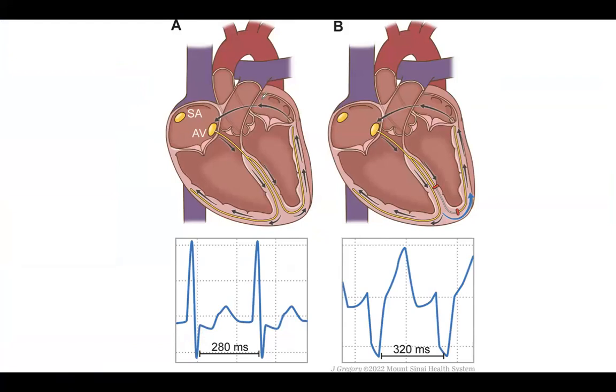So this is just an example of an SVT that is going down both right and left bundle with a resultant narrow complex tachycardia. And when the SVT is going down one bundle and the other bundle blocks, you will have widening of your QRS, or you will have SVT with aberrant conduction, whether it's left bundle branch block aberrancy or right bundle branch block aberrancy. Okay, guys, make sense? So this is what we mean by SVT with aberrancy.